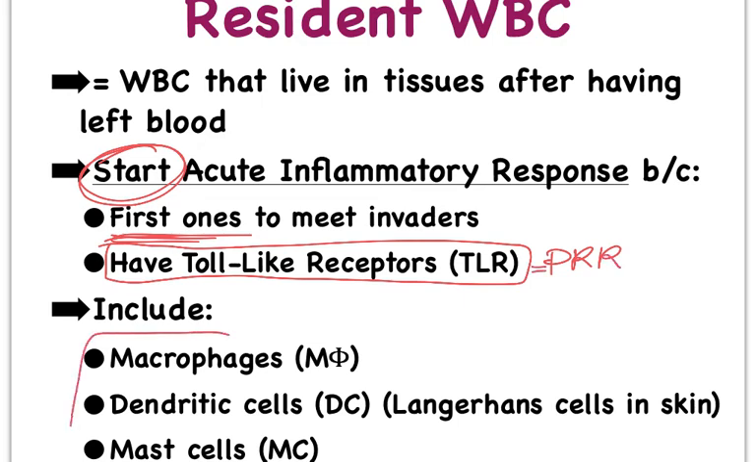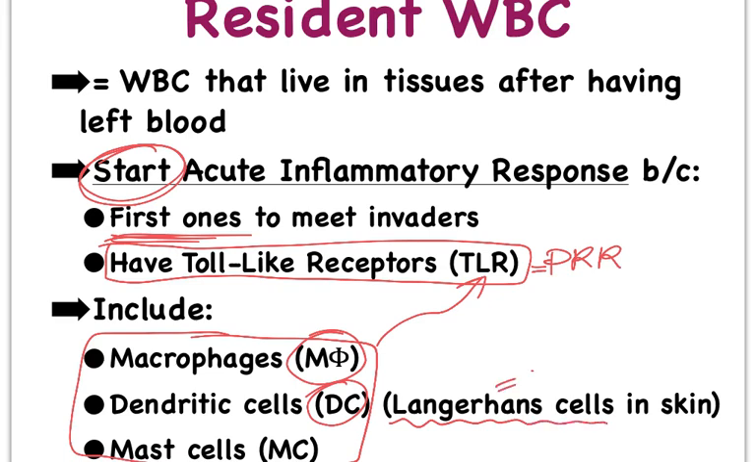And so these are your most important resident white blood cells that carry really good TLRs, meaning that these are going to be receptors that can bind really well to the PAMPs and DAMPs of either damaged cells or pathogens. And so we have our macrophages. Notice the abbreviations I'm going to be using, the dendritic cells, and we'll often mention the Langerhans cells. Remember, they live in the epidermis of our skin. And then we also have the mast cells.